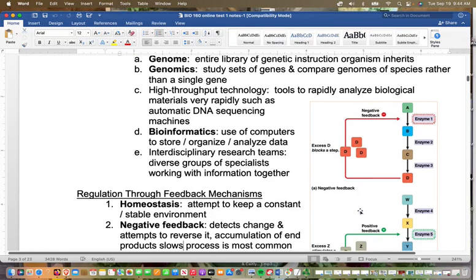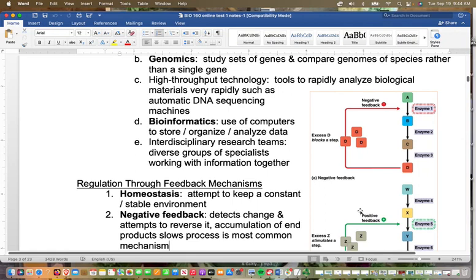So one of the common things we see is regulation through feedback mechanisms. In a living system, we refer to this as homeostasis. When you attempt to keep a constant or stable environment, you can think of it being somewhat like a thermostat in a house, where if it gets too warm, it's going to turn on air conditioning. If it gets too cold, it's going to turn on the heat. So if you're in an old house and you don't have air conditioning, that's what newer houses have, that will allow a constant environment in there.